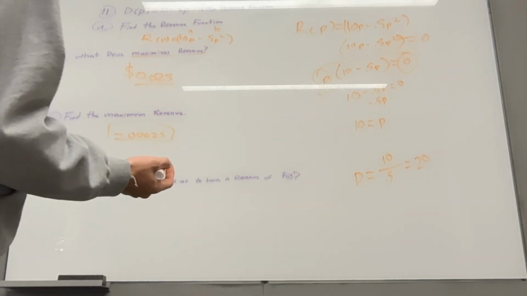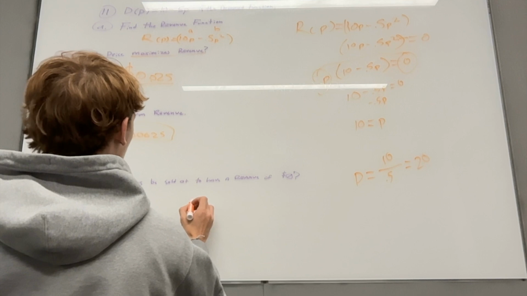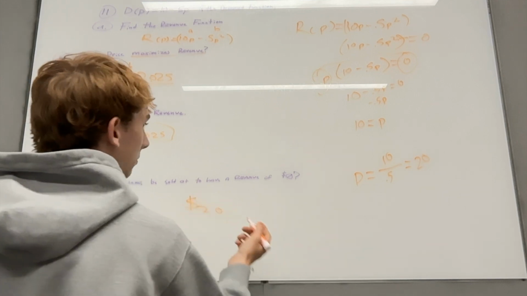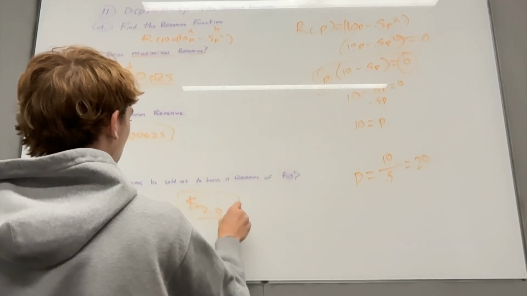So to get a revenue of 0, we would sell our items at $20 because there's no demand for them at that point. No one's going to buy them for that expensive.